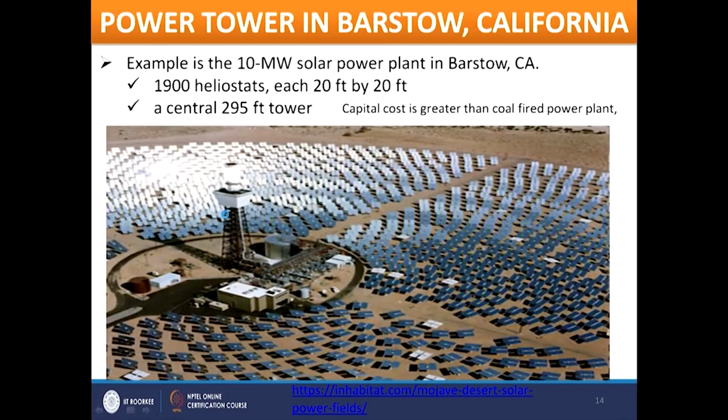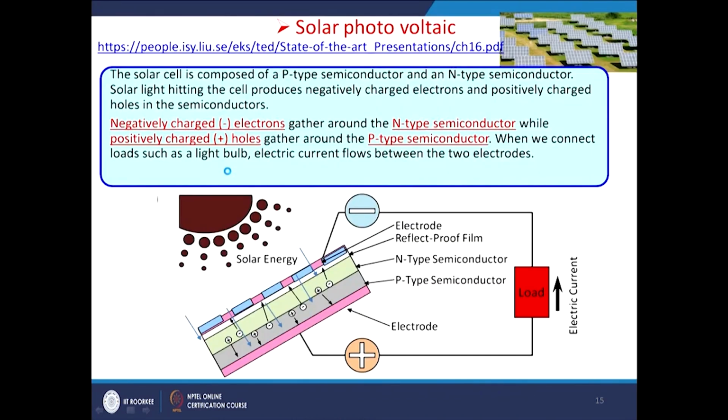So, one example of this is the power tower in Barstow, California. This figure shows how solar energy is produced by capturing incident solar light. This is a 10 megawatt solar power plant in Barstow, California, where 1900 heliostats, each 20 feet by 20 feet, are used, and a central 295 feet tower. So, all are focused on this tower, and then it gives us that amount of electricity.